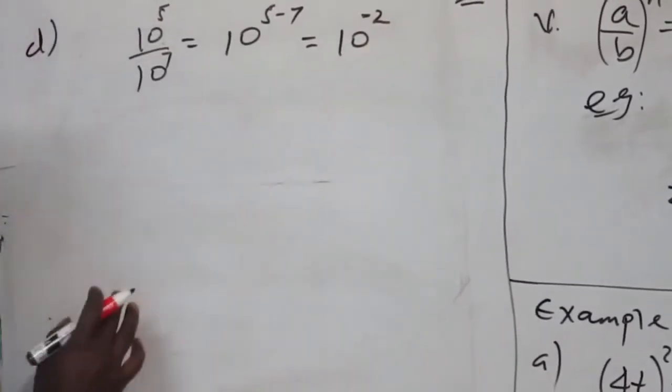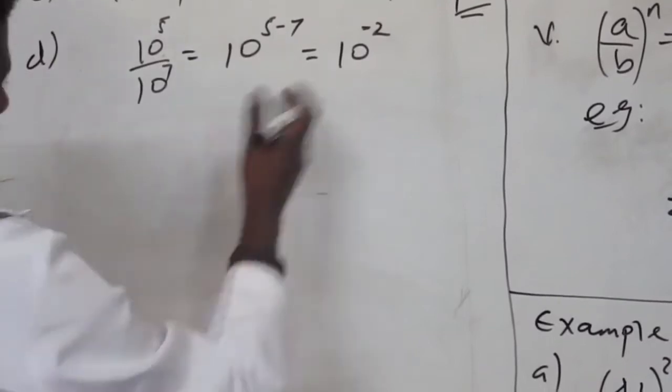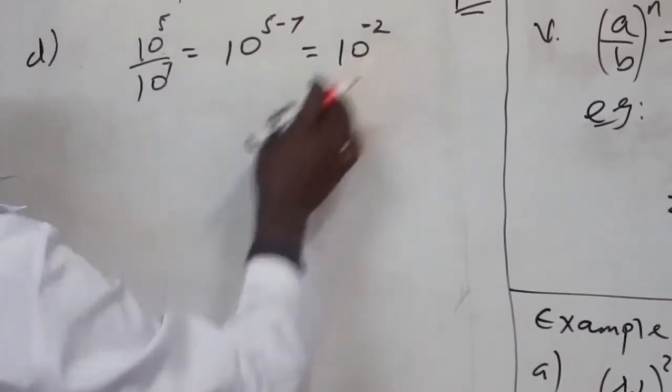We will see negative exponents in different expressions. Okay, so this means 10 to the power of negative 2.